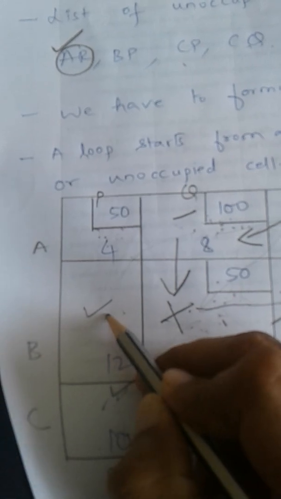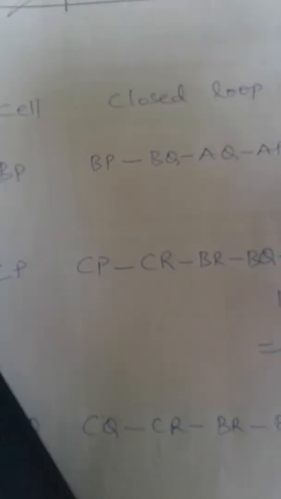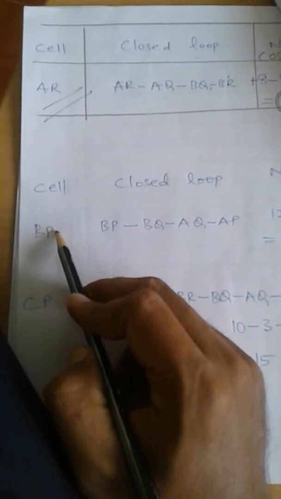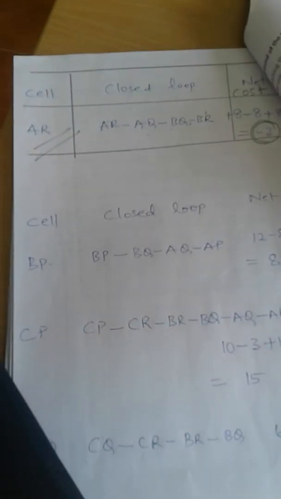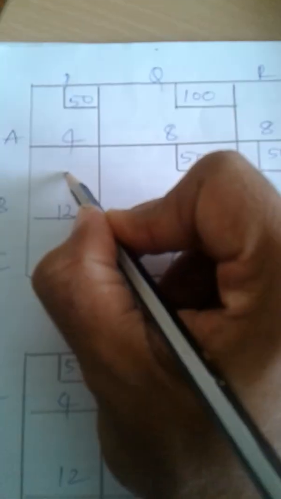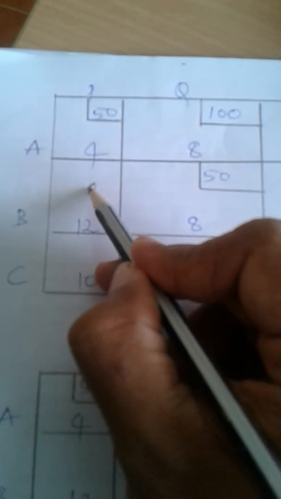Okay, so next we will be formulating the loop for BP, because this is unoccupied. And then we formulate the loop, and similarly plus minus will be allotted even for this particular calculation. Okay, so we see that particular equation. So for cell BP, I'm just going back now. BP cell is unoccupied.